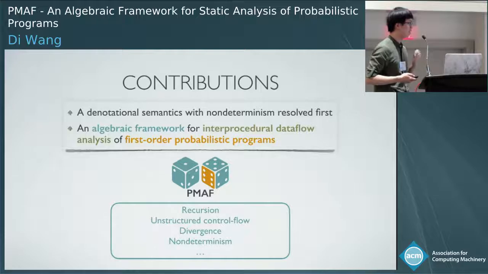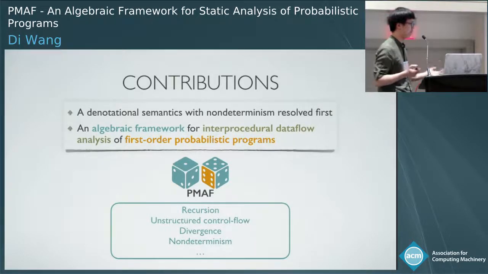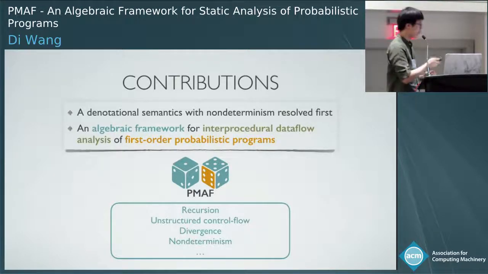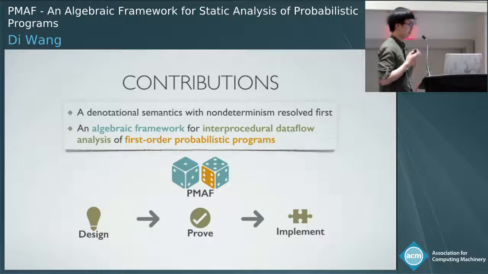Based on that, we develop an algebraic framework for interprocedural data flow analysis of first-order probabilistic programs with a list of features like recursion, unstructured control flow, divergence, non-determinism, and some common features like sampling and conditioning. We hope that our framework can help people design a new analysis, prove its correctness, and at last implement a prototype more easily.